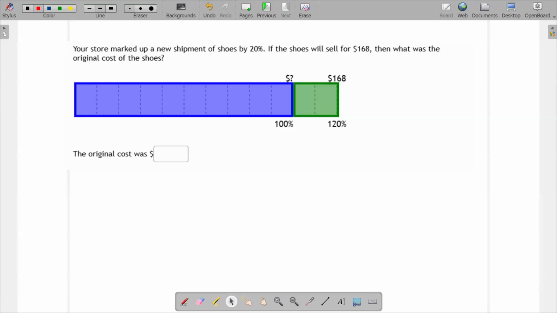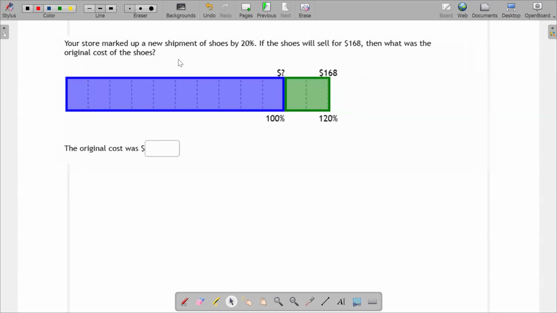140 is the right answer. So first thing, just double check the setup here. We got a markup of 20% on this shoe. Right, so 100% is whatever they bought it at, and they increased it by 20%, so that gives us 120%. That's the new price, the 168. We want to know what they started with.